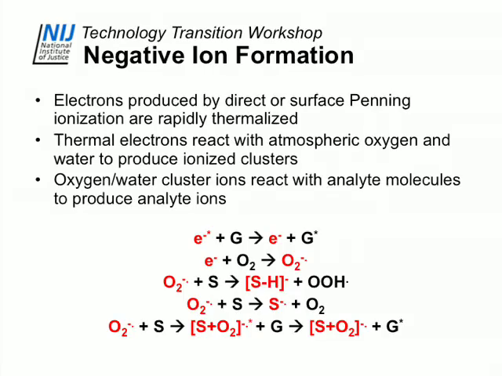Okay, so the first step then, you have electrons that are either produced when the metastable hits a negatively charged grid. You can make electrons just from a surface. Or if the metastable strikes a gas molecule and makes a positive ion and an electron, you pull out the positive ions, and you're just left with the electrons.